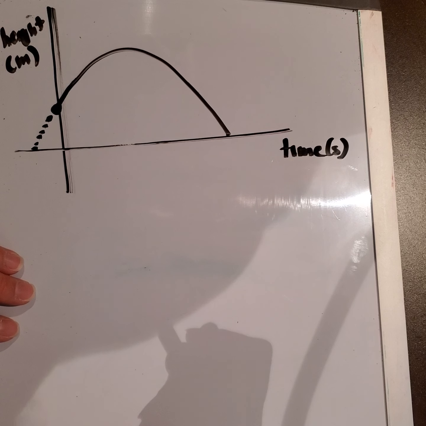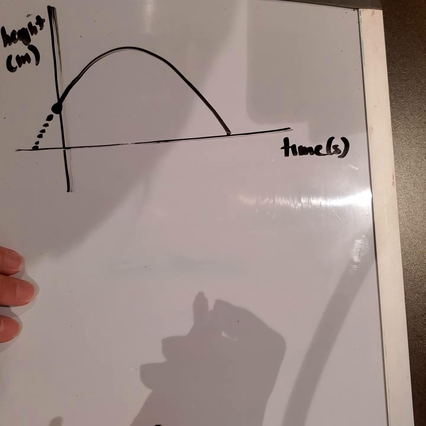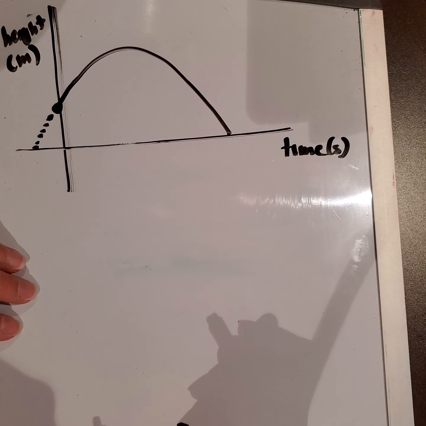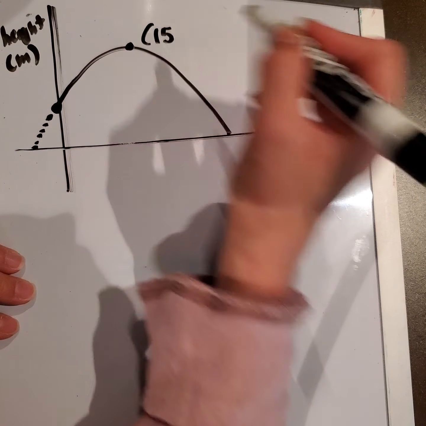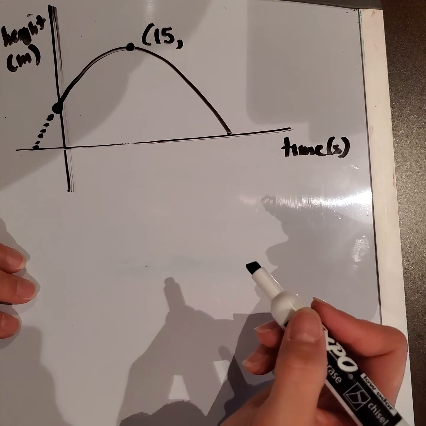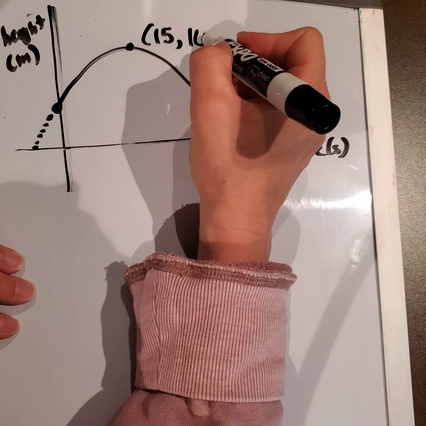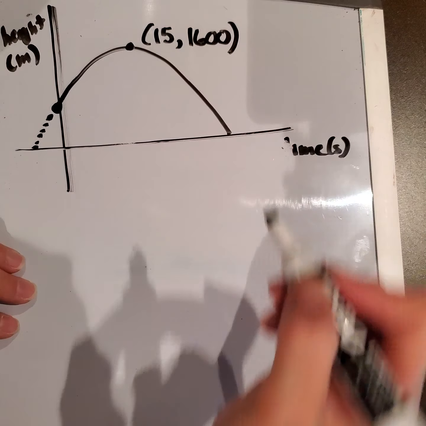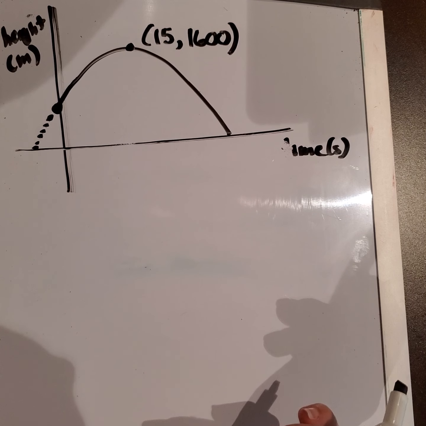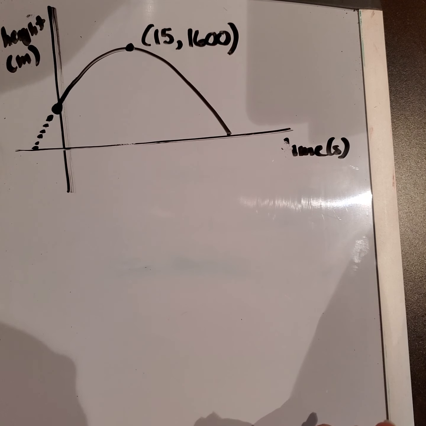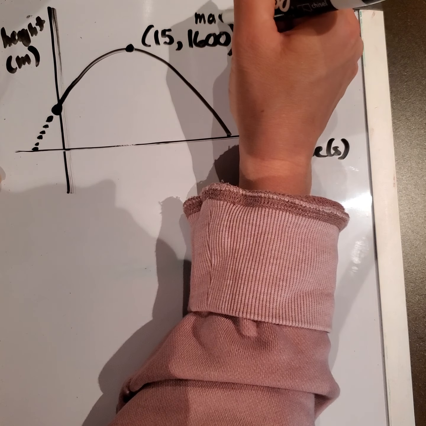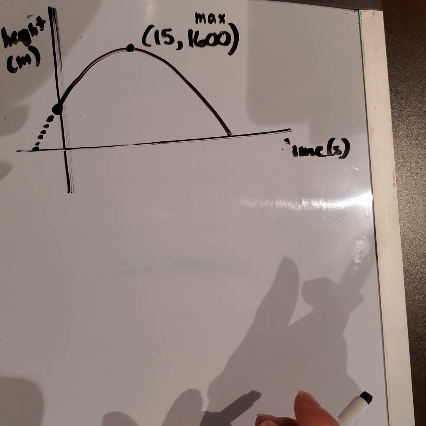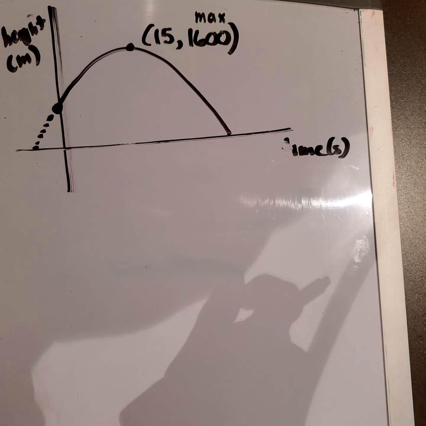After 15 seconds, the rocket reaches a maximum height of 1,600 meters. Bingo. They're handing me the vertex on a silver platter. If they had just said after 15 seconds, the rocket reaches a height of 1,600, this would look a lot different. But the fact that that is the max height is them telling me, hey, here's the vertex, okay?